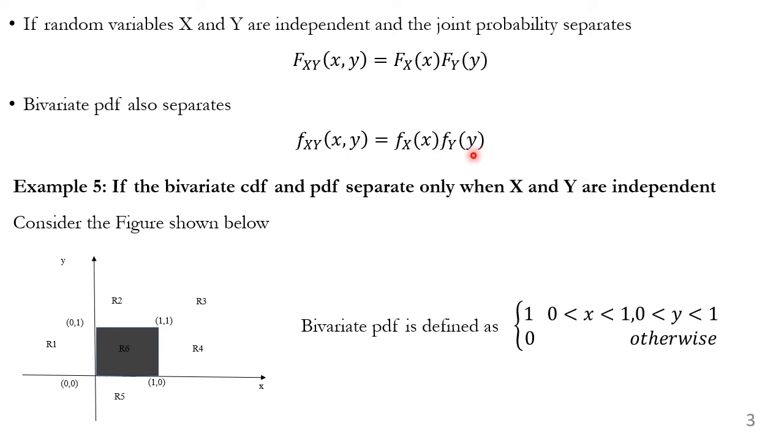Let us illustrate this with an example. The bivariate PDF and the PDF separate only when X and Y are independent. For that, let us consider this figure. We'll define the bivariate PDF. The PDF value is equal to 1 for all values of X varying between 0 to 1 and Y varying between 0 to 1. Otherwise, it is 0.